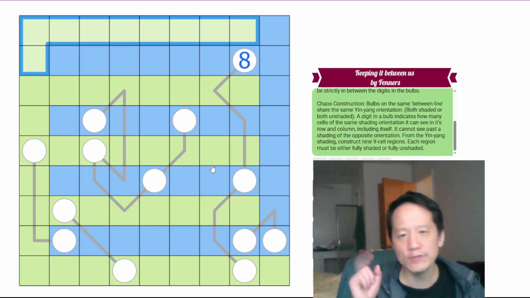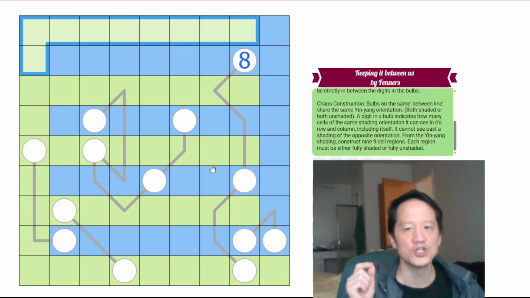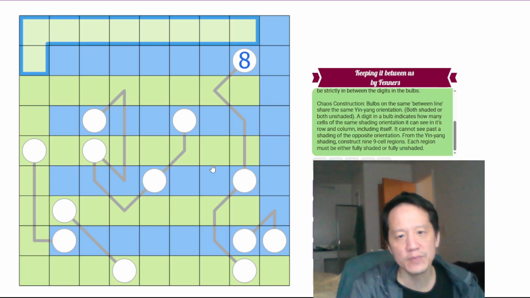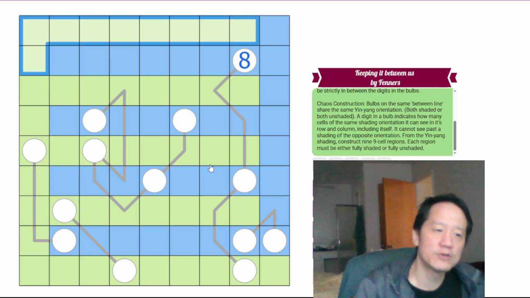But every region has to be either fully shaded or fully unshaded. And those are all the rules.